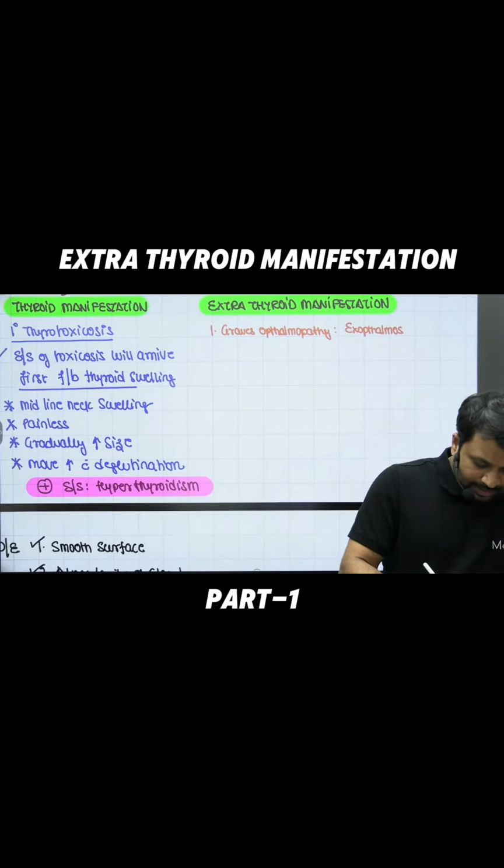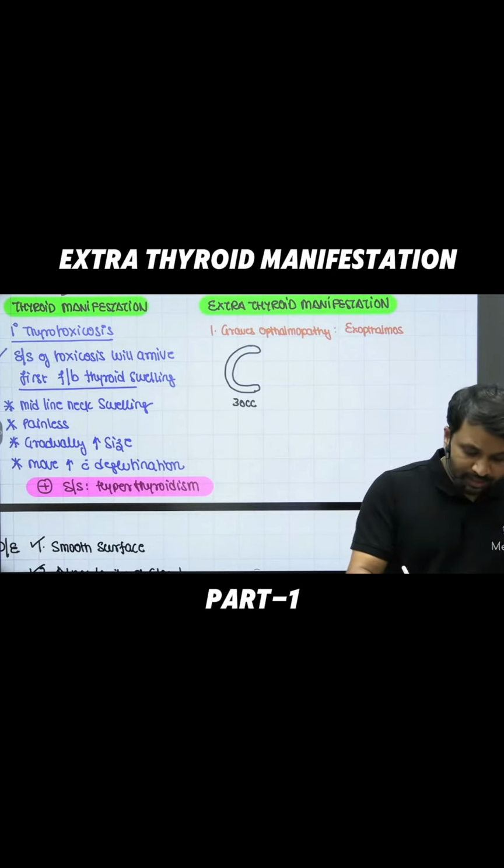Now you take this as the representation of the orbit of the eye. The orbit of the eye is a bony cavity, right? Now the maximum capacity of the orbit of the eye is only 30 cc. Within this orbit of the eye, you will notice that the eyeball is being placed. So this is the eyeball that is present here.